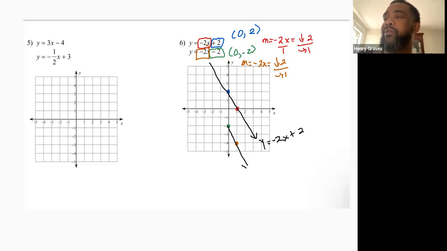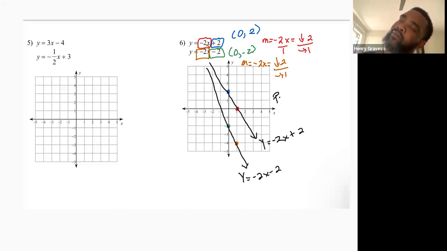Oh, sorry, this is -2x minus 2. So it should be a minus 2. As you can see, the lines are parallel. I cannot even spell to save my life. P-A-R-A-L-L-E-L, there we go. Parallel lines are no solution.